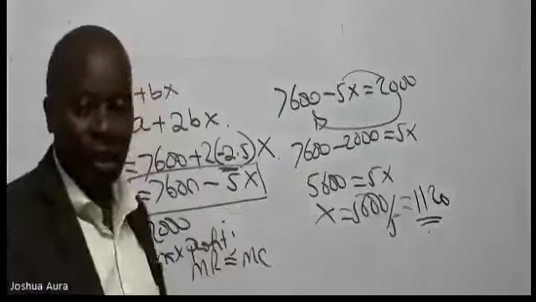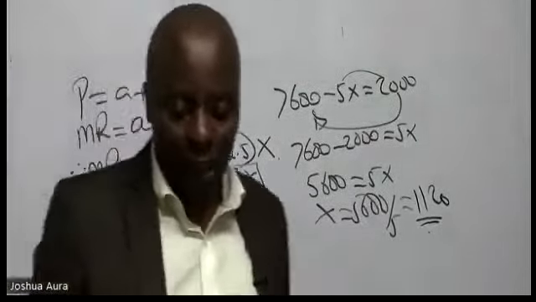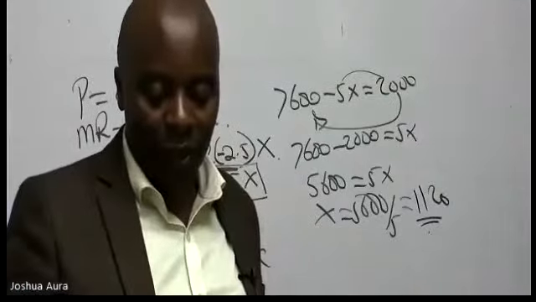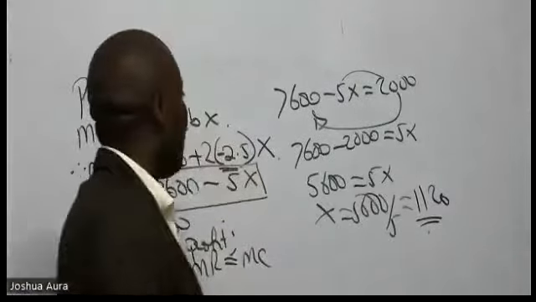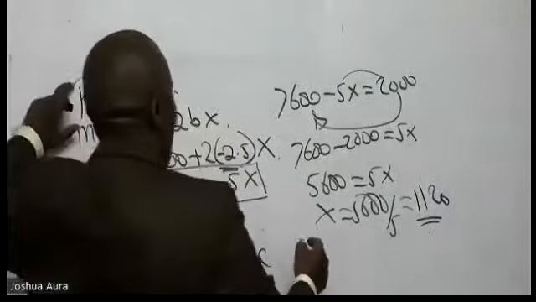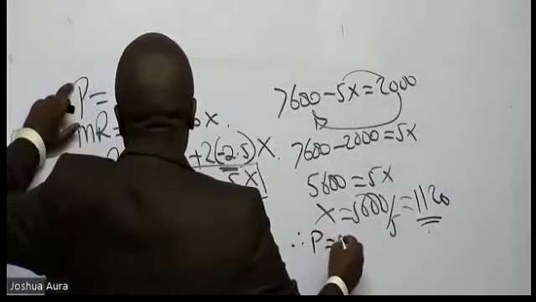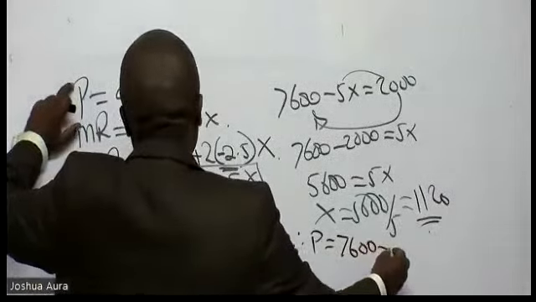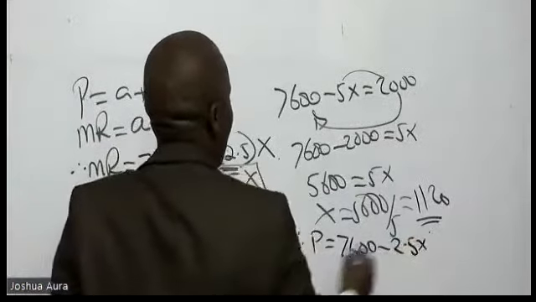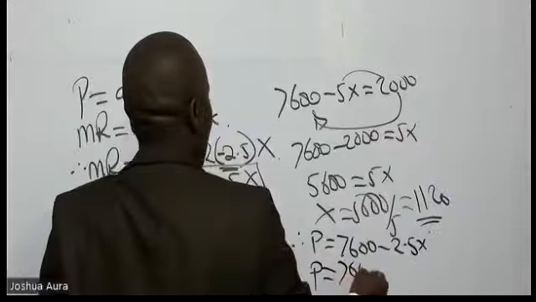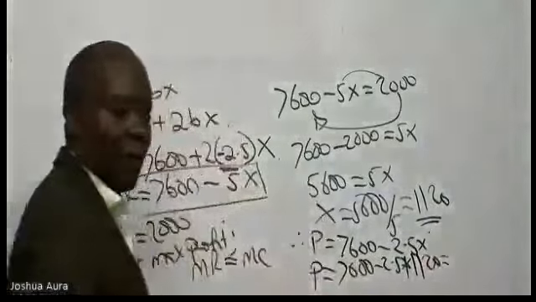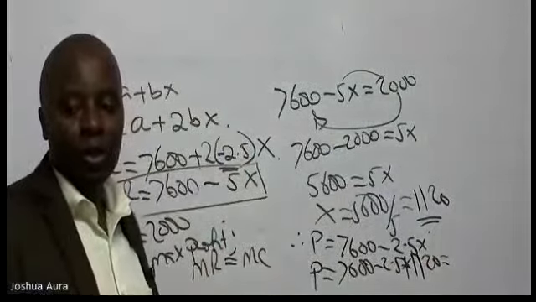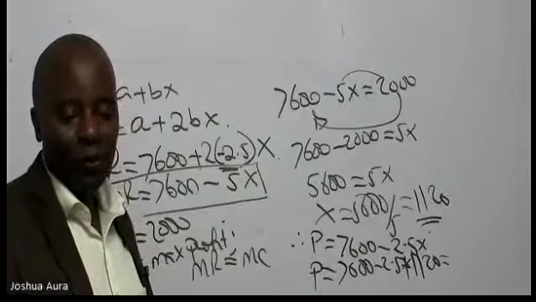So having gotten that as our X figure, please read again. They want the fees. Fees is the same as what here? The price. So they want price, and we know the price function. Our price function was 7,600 minus 2.5X, which means price is 7,600 minus 2.5 times 1,120, which gives me what figure at the end of the day as my fees? 4,800.